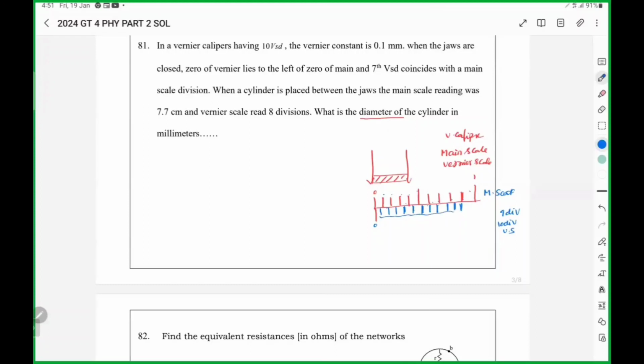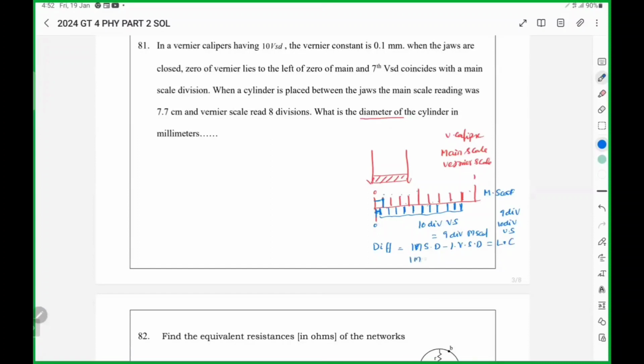Here these are 10 divisions of the vernier scale that coincide with 9 divisions of the main scale. So the least count, once you can measure this distance, the difference can be measured. The difference is 1 main scale division minus 1 vernier scale division, which is called the least count or vernier constant.